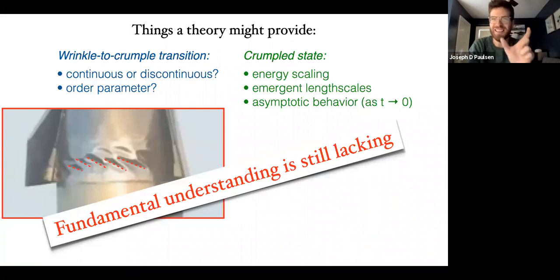What are some of the length scales that appear? That is, you see these diamond-shaped patterns, they have a length that they want to be. It's much bigger than the thickness, but it's smaller than the system size. So what is that emergent length that these buckles would like to be? And what's the asymptotic behavior if you send thickness to 0? What's the asymptotic behavior of the system in that or any other limit? So that's what I mean by a fundamental understanding is lacking.